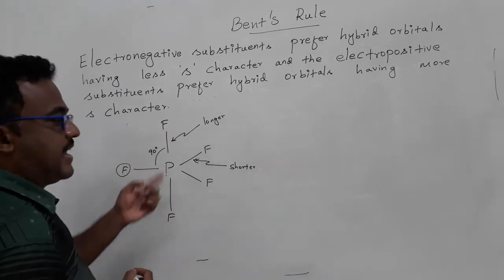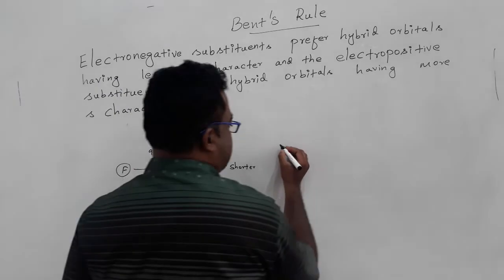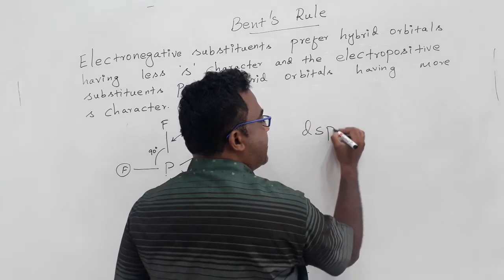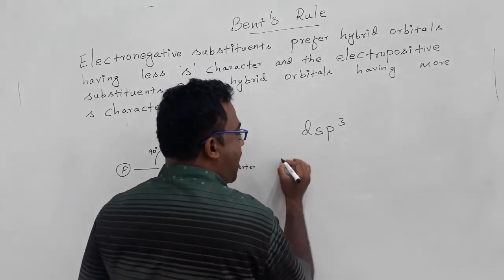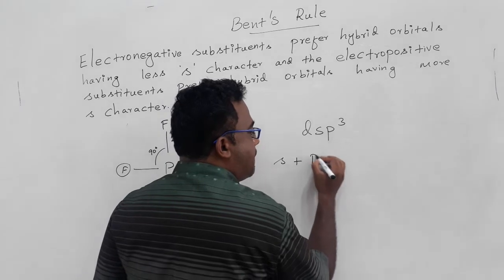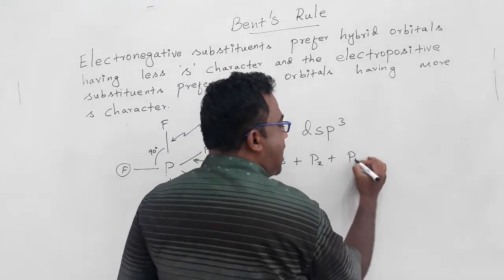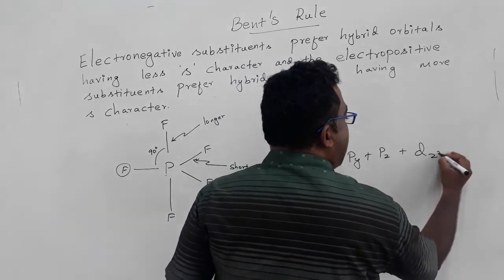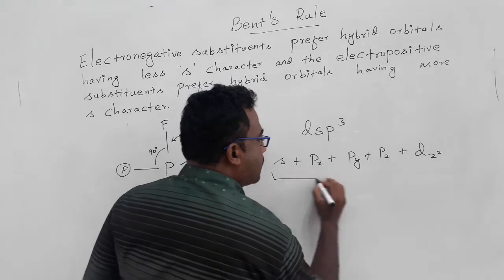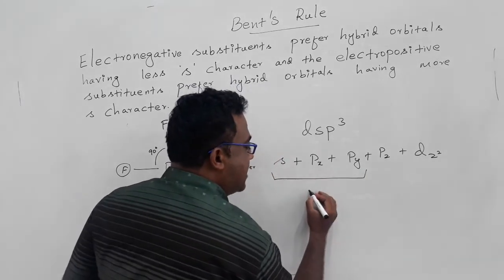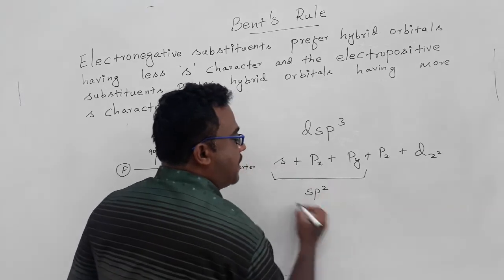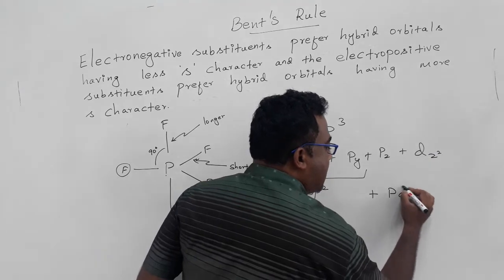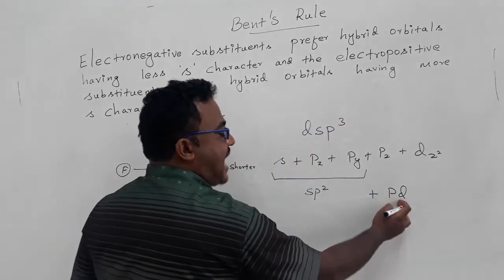Okay, that we know. We can also explain by the hybridization concept. We know that TBP geometry has dsp3 hybridization. dsp3 means a combination of s orbital plus px orbital plus py orbital plus pz orbital, finally dz square orbital. These three orbitals will be in the xy plane. sp2 hybrid orbitals will be in the xy plane, and this pd hybrid orbital will be on the z axis.